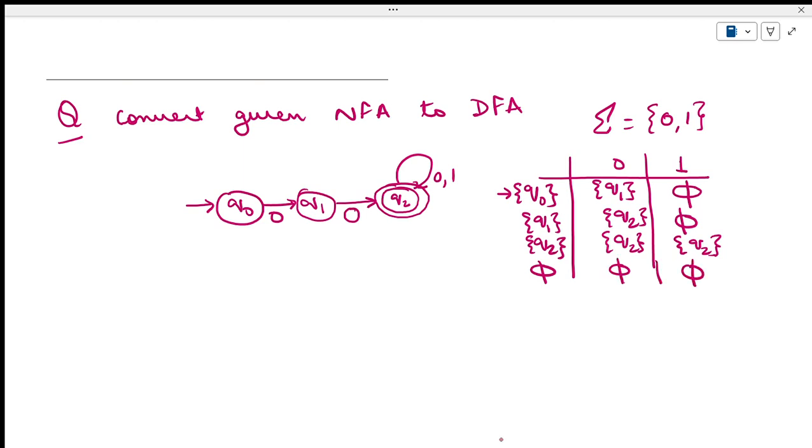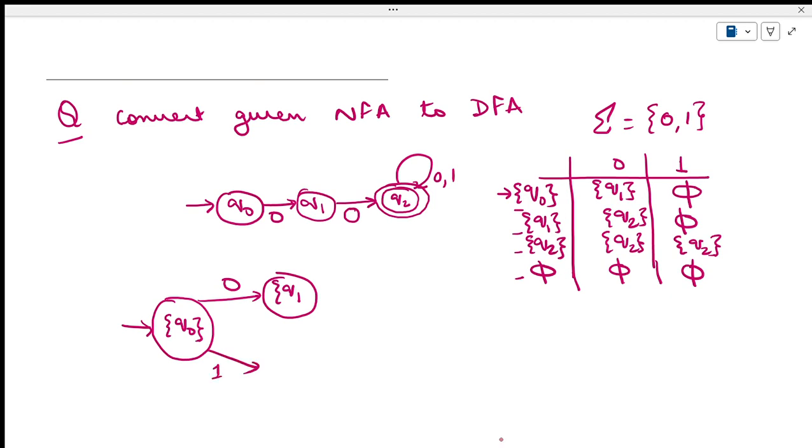What we need to do is make the states for each of these values, that is Q0, Q1, Q2 and phi. For the DFA, the initial state of the NFA becomes the initial state of the DFA. We have already discussed this in the earlier video. This is Q0. See the table, just keep mapping. Q0 on reading 0 is going to state Q1. Q0 on reading 1 is going to state, name it phi.